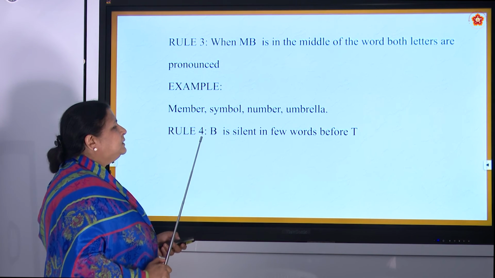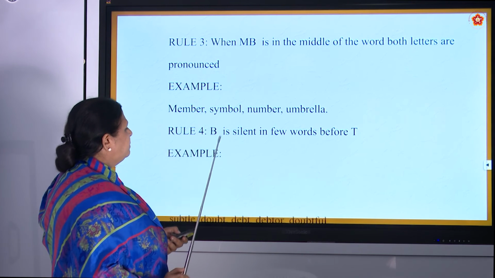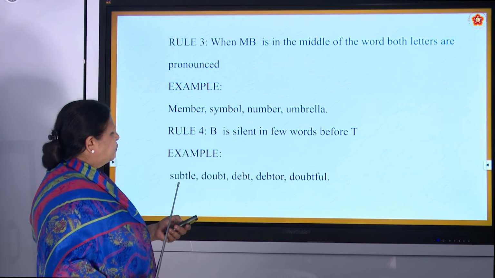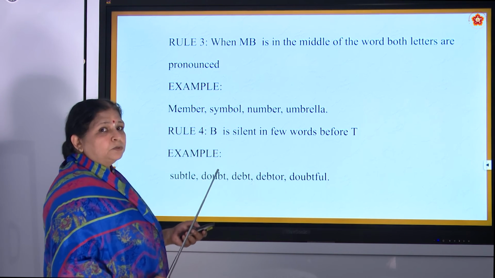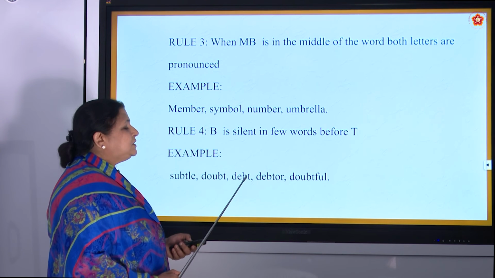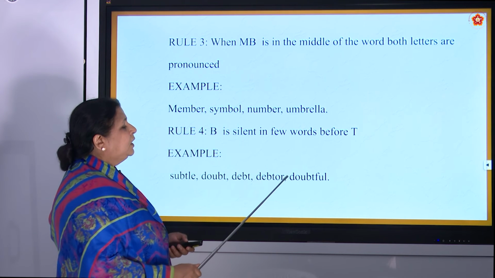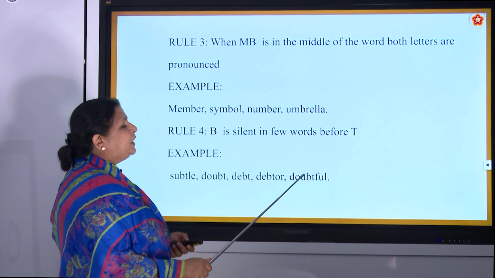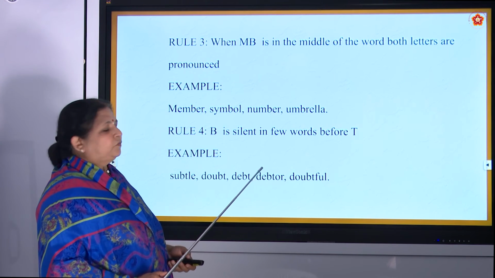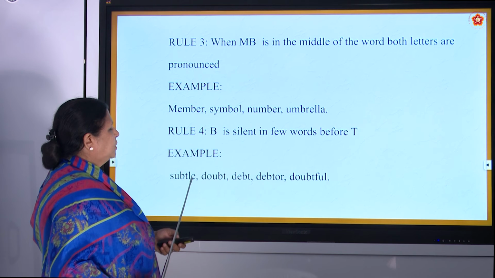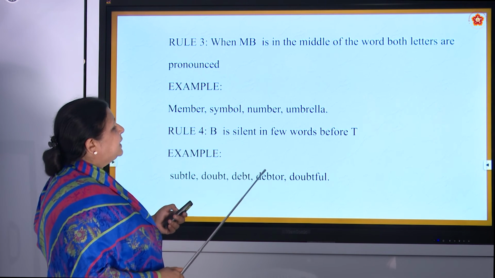Okay. Then rule number 4: B is silent in a few words before T. If the letter B comes before T, then B is silent. Let us see the examples. Subtle, S-U-B-T-L-E, subtle. Doubt, D-O-U-B-T, doubt. Debt, D-E-B-T, debt. Debtor, D-E-B-T-O-R, debtor. Okay. Doubtful, D-O-U-B-T-F-U-L, doubtful. We don't say the B in doubtful, debtor, debt, or doubt. Okay. So, be careful with these silent letters.